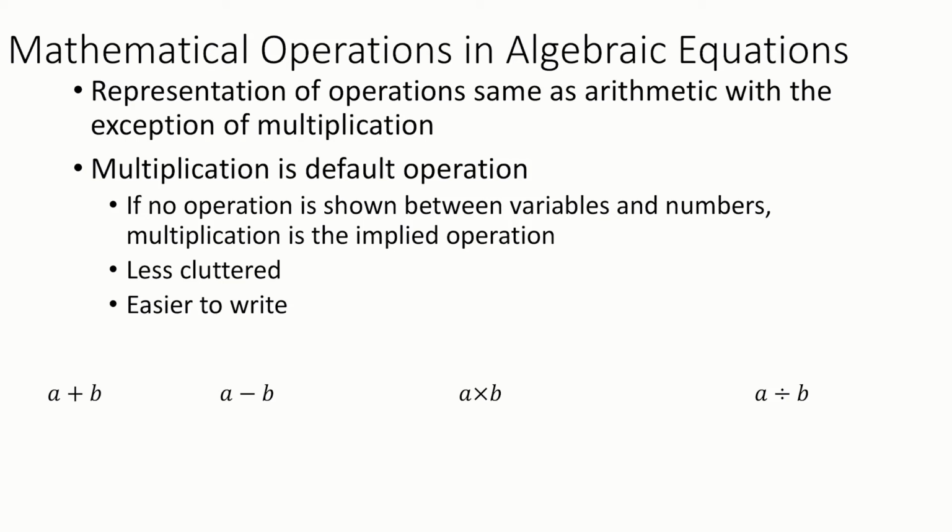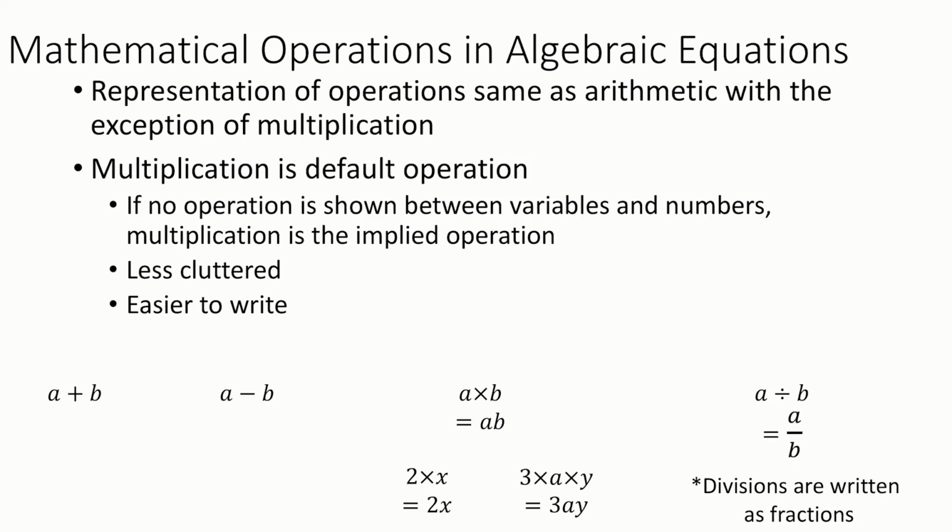So if you see AB, that means A times B. Or if you were to see 2x, the coefficient just tags along with the x and it's just 2x and you leave out the multiplication. You can see how that above expression already looks quite complicated because there's two different styles of x's there. So you can also see if you have more than one variable, you just push everything together as 3, the coefficient, and your variables a and y. And remember again that division is usually written in terms of a fraction.